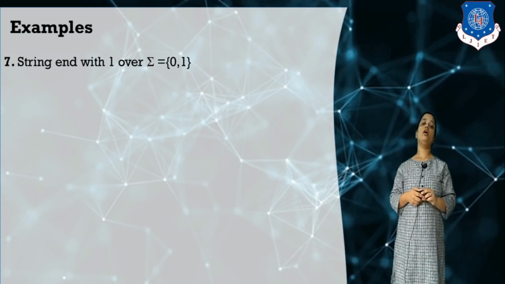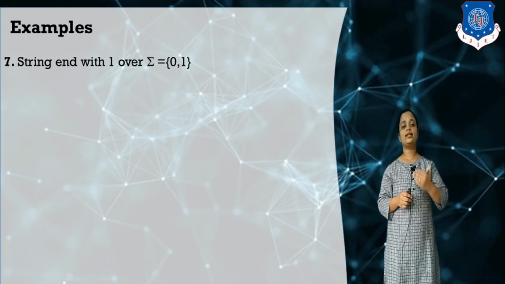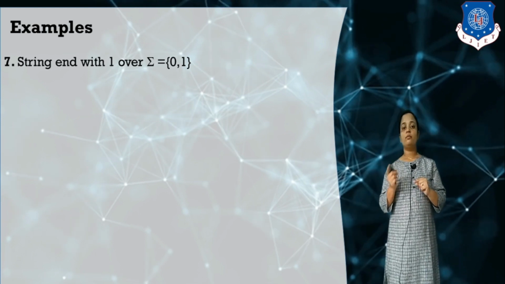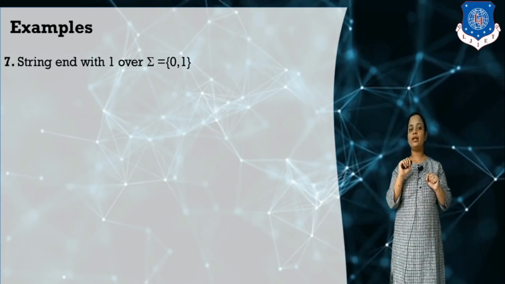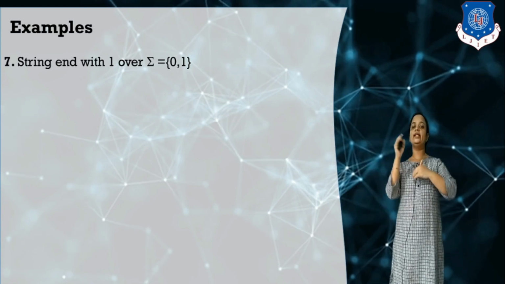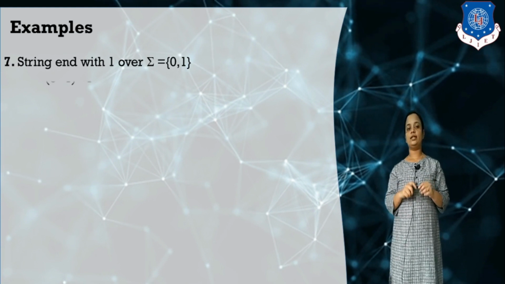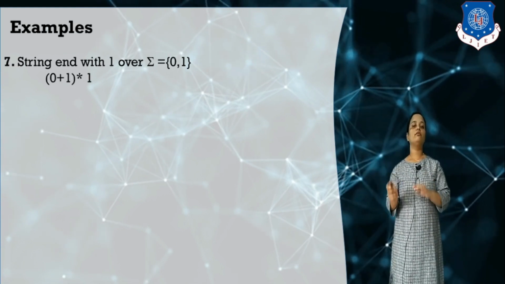Okay, now how we can write down the regular expression. I have already discussed in a previous example, the position is given at the start, but here the position is given at the end. So we simply write down that the last letter is 1. Before it any combination of 0s and 1s is allowed, yes. So we can simply write down (0 plus 1) star dot 1.